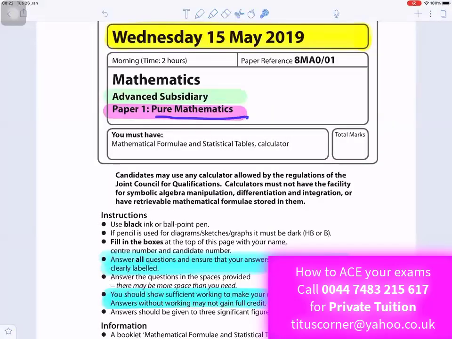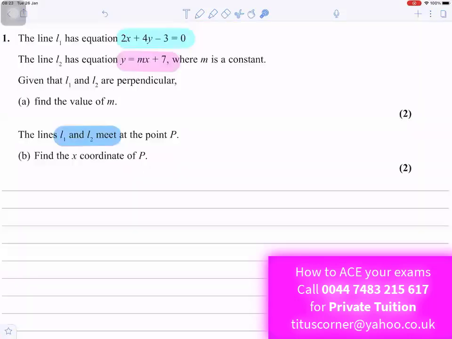Pearson Mathematics, Paper 1, Advanced Subsidiary, Wednesday, 15 May 2019. Answer all questions and ensure that your answers to parts of questions are clearly labeled. You should show sufficient working to make your methods clear. Answers without working may not gain full credit.